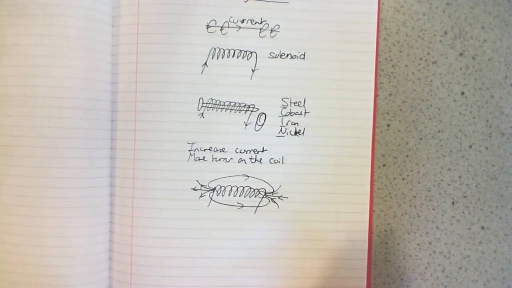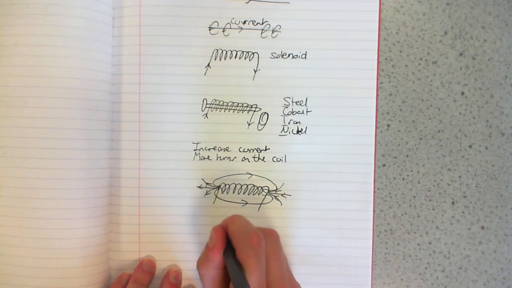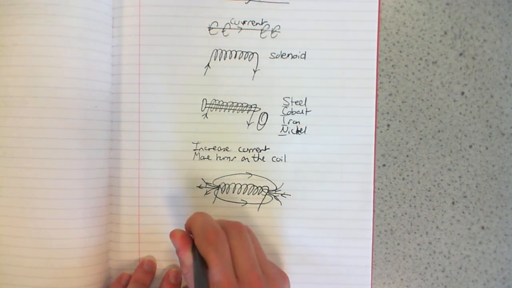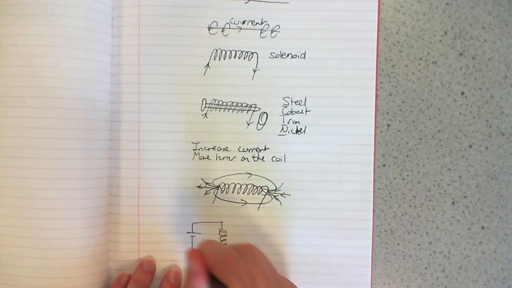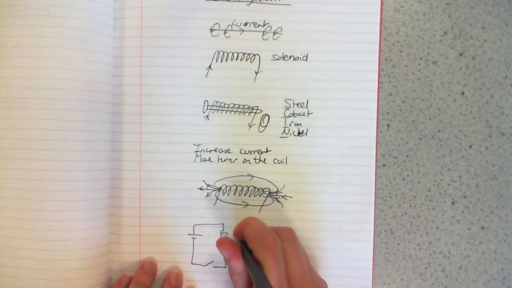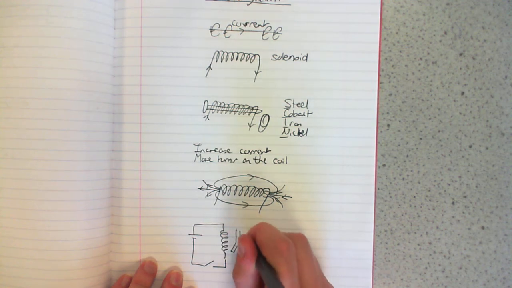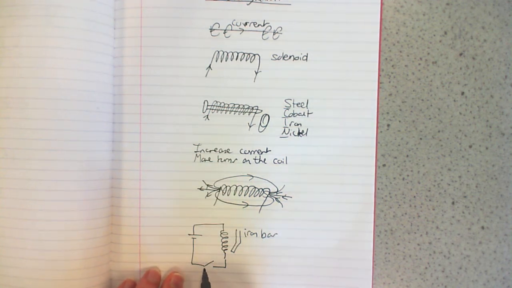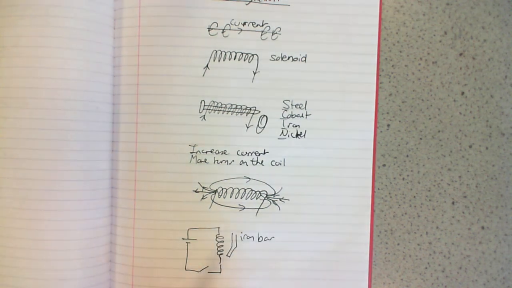And for triple only students, you need to be able to explain how electromagnetic devices work. For example, if you've got an electromagnet attached to a circuit, put a switch in it, and let's have an iron bar there. When we close this circuit, we get a flow of current, the electromagnet will turn on and it will attract the iron bar. So that explains how that circuit works.